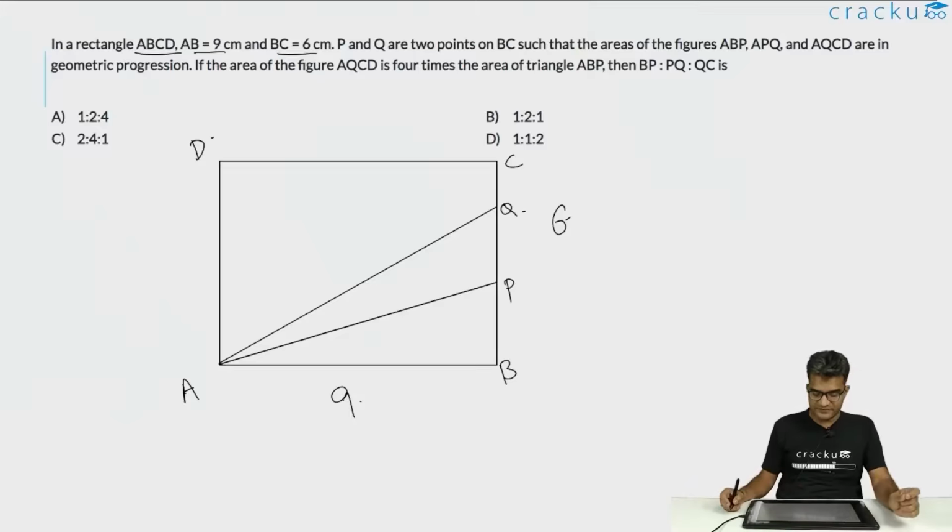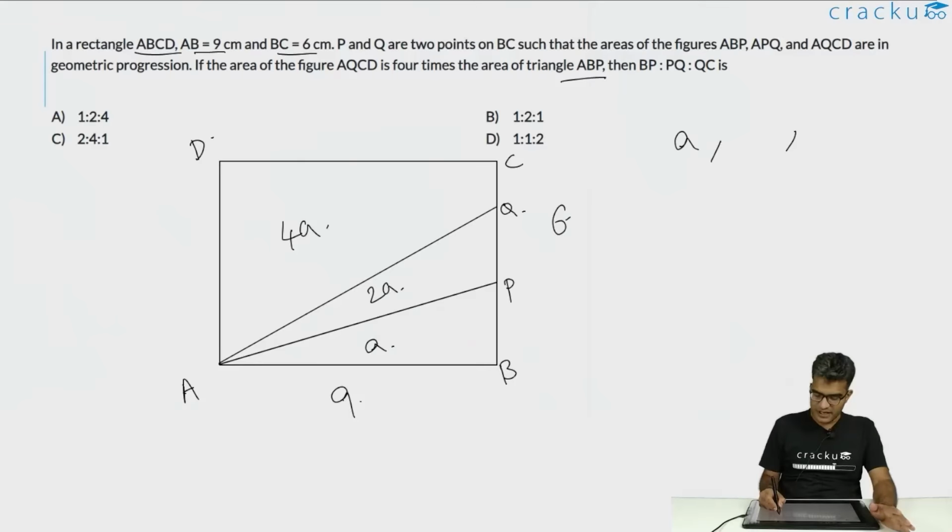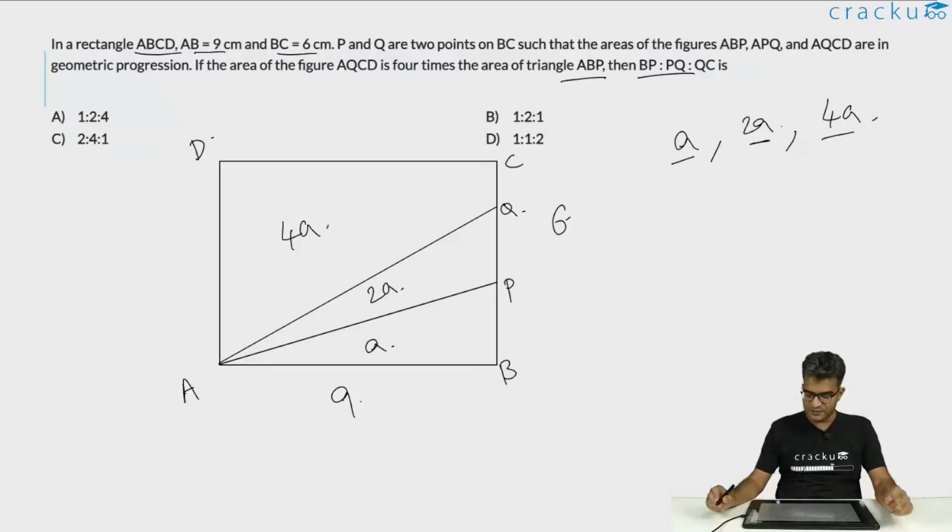We are told that the area of the figure AQCD is 4 times the area of triangle ABP. So if you assume that the area of triangle ABP is A, the area of the quadrilateral AQCD is 4A, and because the three figures are in geometric progression, this has to be 2A. That is, the area of APQ has to be 2A, because ABP, APQ, and AQCD are in a geometric progression. If this is A and if this is 4A, the middle term has to be 2A.